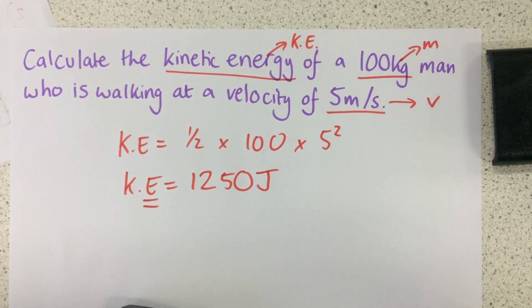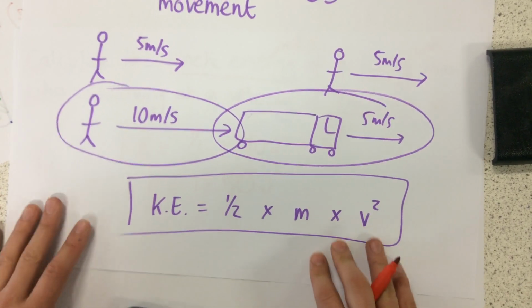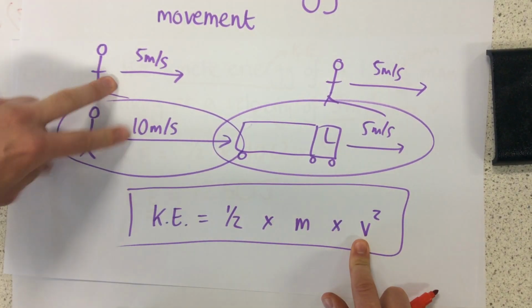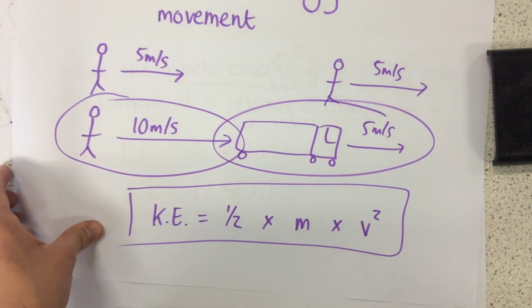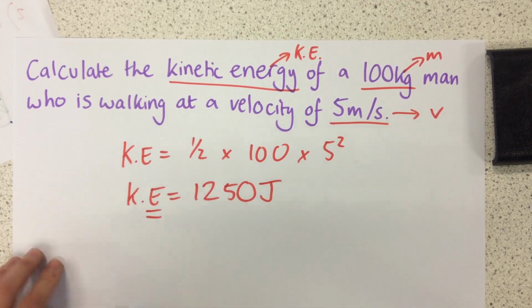So remember, the equation we need to remember is half times mass times velocity squared, because increasing the mass increases the kinetic energy, and increasing the velocity increases the kinetic energy. And this is how we apply it to an exam question.